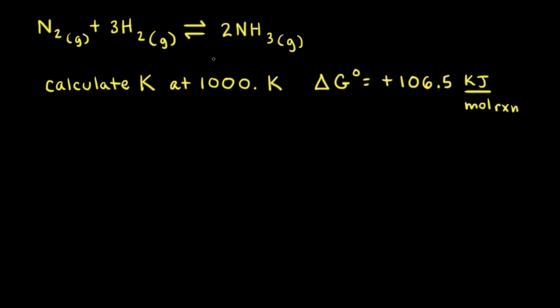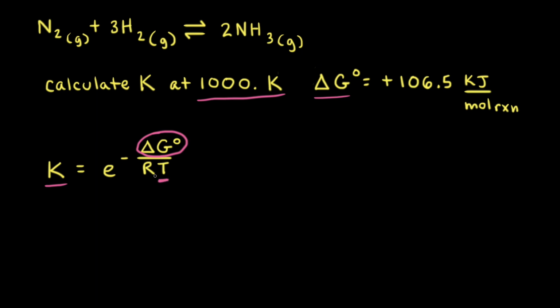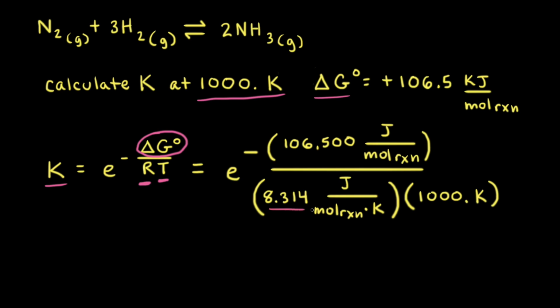For this same reaction for the synthesis of ammonia, let's calculate the equilibrium constant K at a different temperature. This time it's 1000 Kelvin. And at 1000 Kelvin, ΔG° for this reaction is equal to positive 106.5 kilojoules per mole of reaction. Just like the previous example, we're going to plug everything into our equation to calculate K. So we need to plug in ΔG°, the temperature, which is 1000 Kelvin this time, and the ideal gas constant.